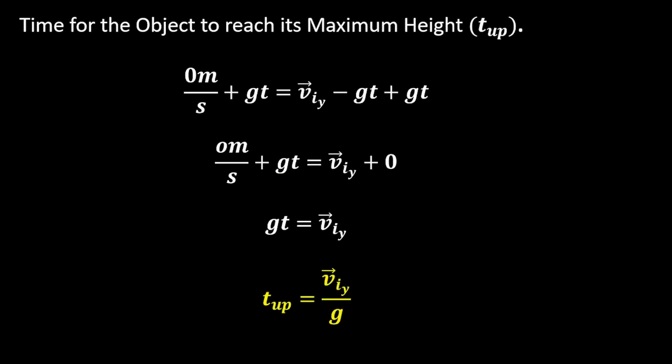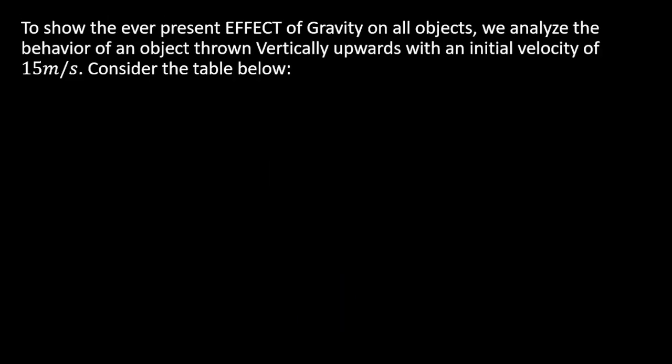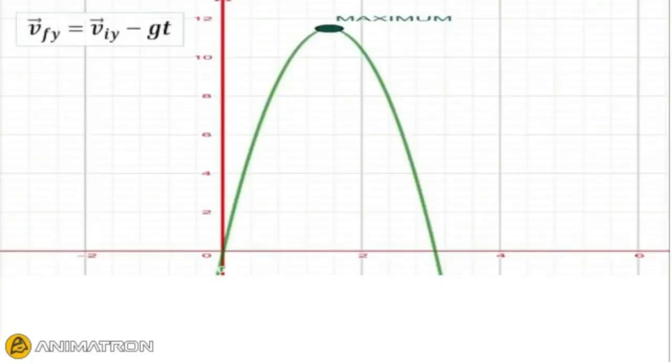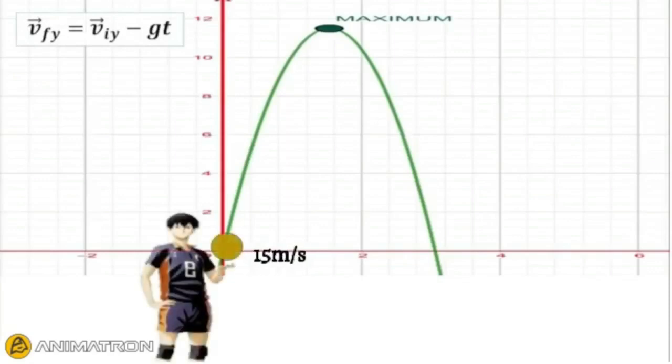To show the ever-present effect of gravity on all objects, we analyze the behavior of an object thrown vertically upwards with an initial velocity of 15 meters per second. Consider the table below. We can infer from the table that the final velocity of the object as it goes up is slowing down and eventually it stops.